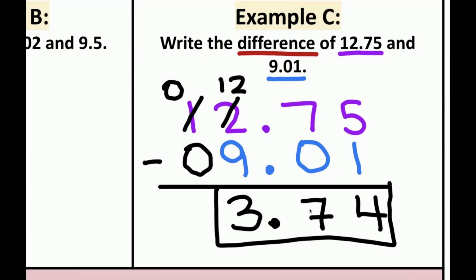And I can use estimation to check my work. 12 and 75 hundredths, I can round to 13. 9 and 1 hundredth, I can round to 9. And 13 minus 9 is 4. So if I had $4, that's super close to $3.74, which lets me know I'm on the right track.